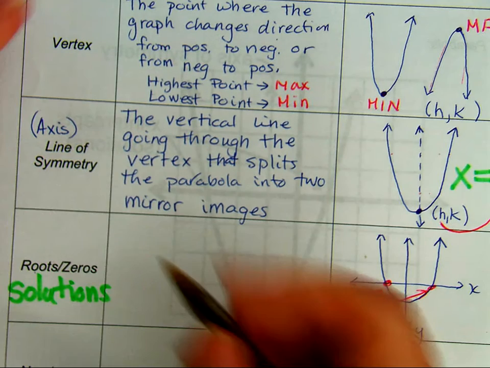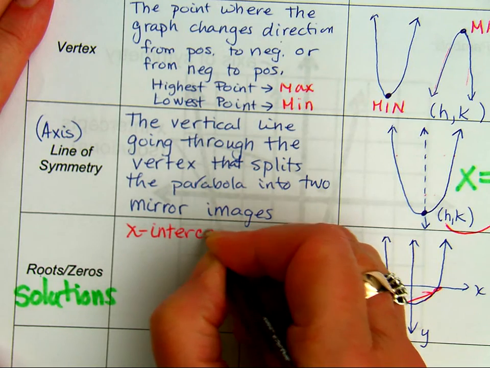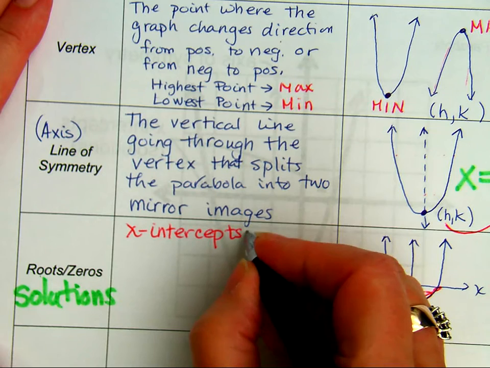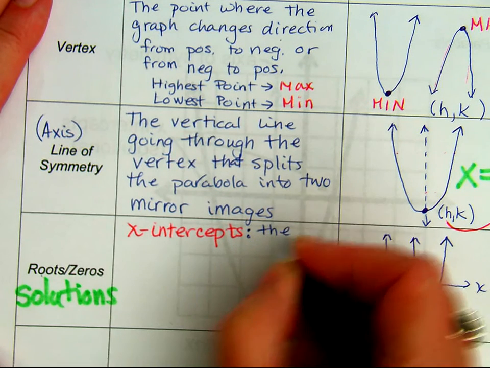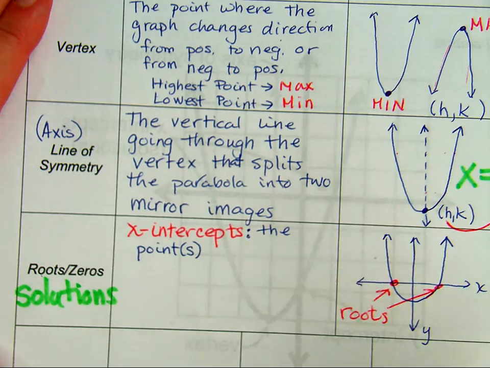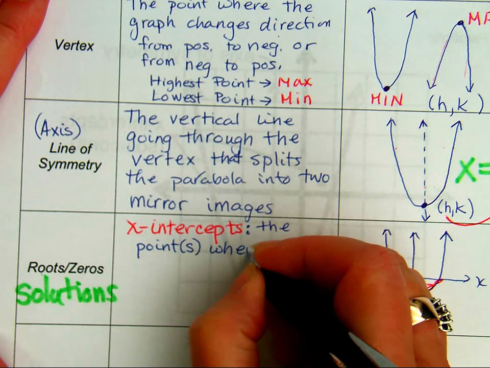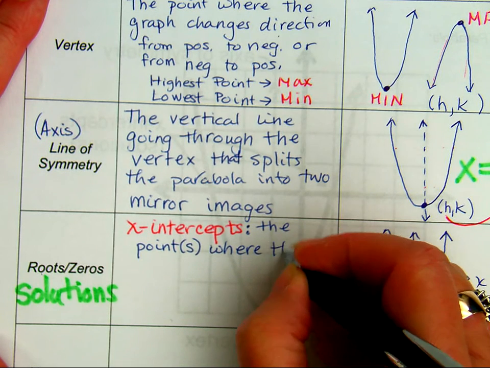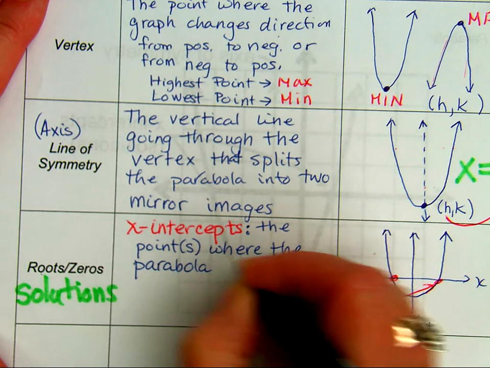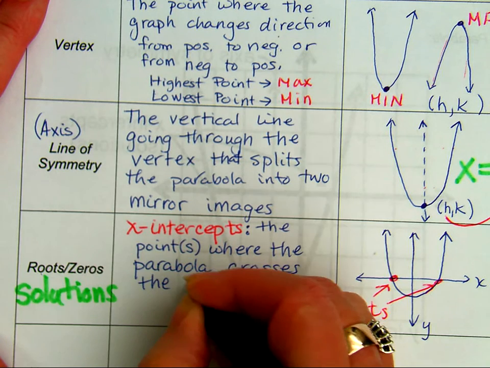And what did we call them? These are x-intercepts. So that's another name. They might say x-intercepts. What that means is these are the points, and I'm using the plural, but sometimes it could just be one. Usually it's two. But the points where the parabola crosses the x-axis.